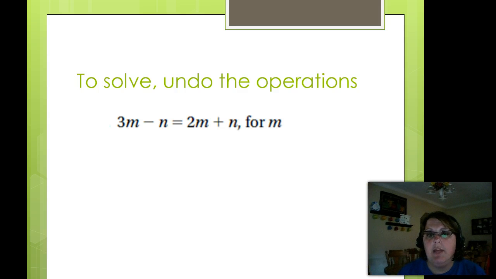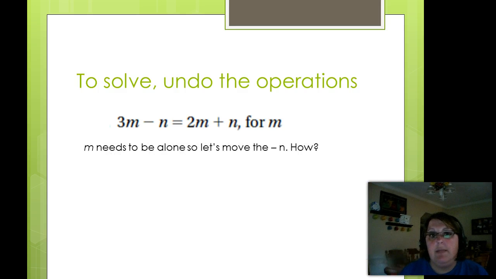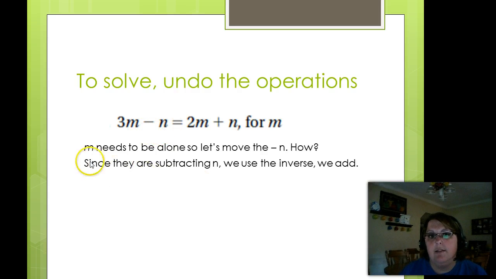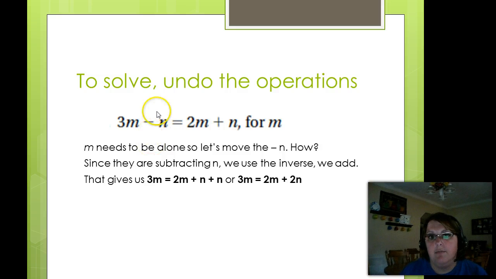We have the problem 3m minus n equals 2m plus n, and they want us to solve for m. So m needs to be alone. So let's move this minus n. How do we do that? Well, again, they're subtracting, so to undo subtract, we add. Since they're subtracting n, we use the inverse, we add. And that's going to give us 3m alone on this side because we added n here, so that added up to 0 and eliminates or disappears.